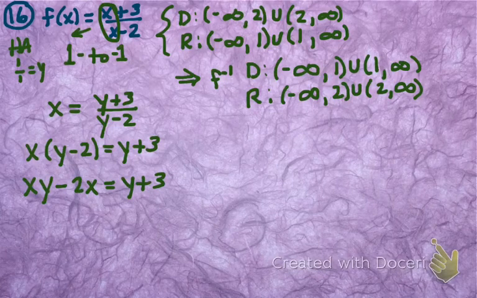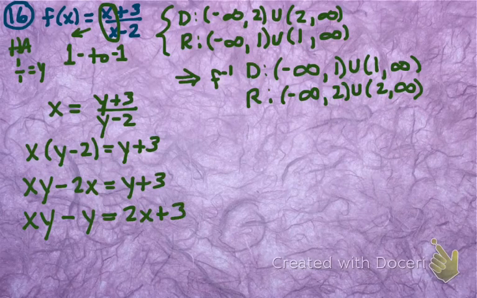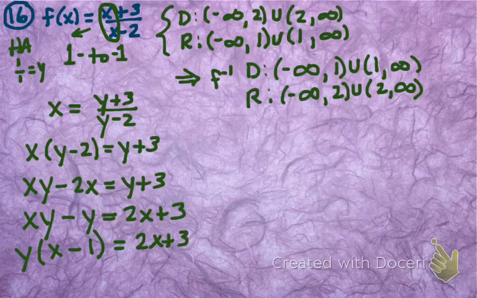The next step is to get your y terms on one side and everybody else on the other. So I'm going to keep the xy here because it has a y in it, and then I'm going to subtract the y over, and then I'm going to bring the 2x over by adding 2x to both sides, and this is what I have so far. And then I need to factor out the y's. So when I factor a y out of the first term, I have x, and a y out of the second term leaves me 1, and then there's 2x plus 3 on the other side.